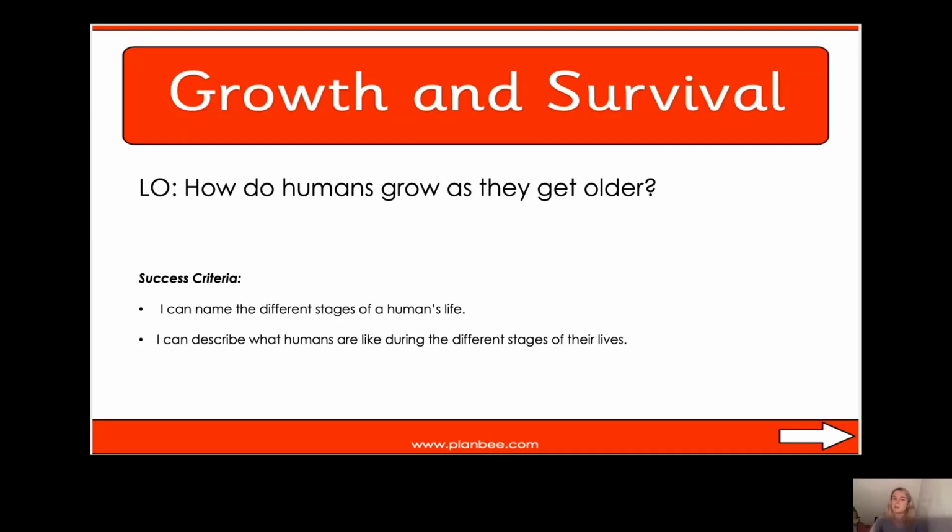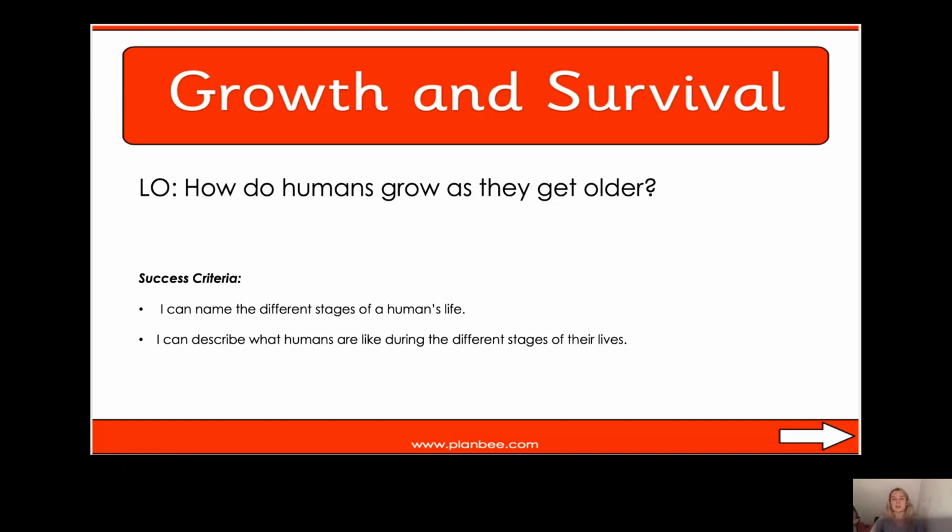Well, today we're going to be carrying on with our growth and survival topic by looking at how humans grow as they get older. So we're going to be focusing on the different stages of a human's life. By the end of the lesson, you'll be able to name the different stages of their life. And you'll also be able to describe what humans are like during these different stages.